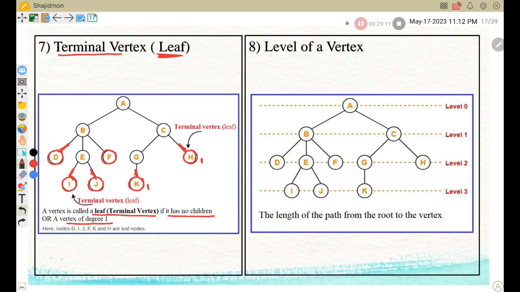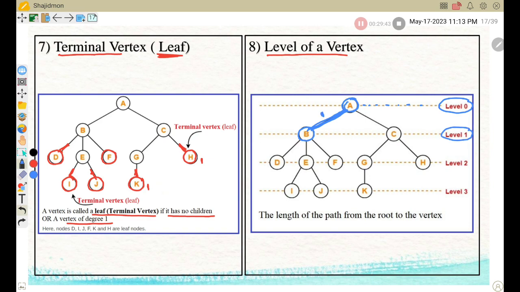Now the 8th point we need to check is the level of a vertex. Important point. What is the meaning of level of a vertex? You can see the level of each vertex here. Always, the root vertex, this is the root vertex, root vertex level we always take as level 0. Now this is level 1 because the length of the path between these two vertices is 1. Only one edge. If you move through one edge, you can reach this vertex. That is the length of the path is 1. That is level 1.